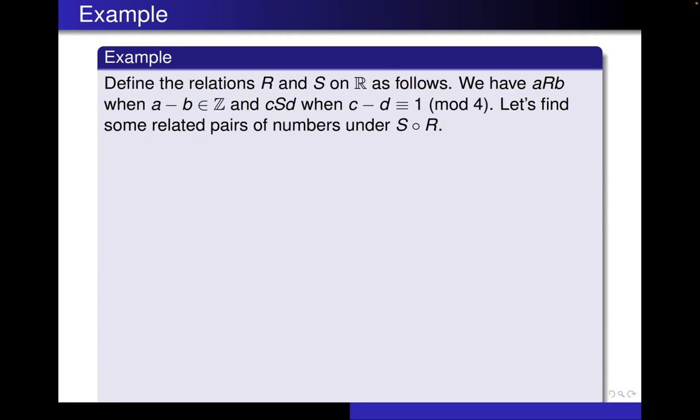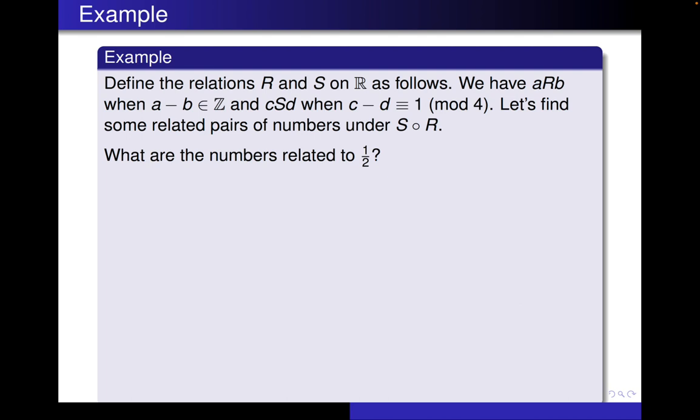All right, so let's look at the same relations R and S that we had before. R: A and B are related when A minus B is an integer, and C and D are related under S when C minus D is congruent to 1 mod 4. And I want to ask a much more general question. This is going to be a little tougher, so we'll have to do a little more work. What are all the numbers that are related to 1/2 under S circle R?